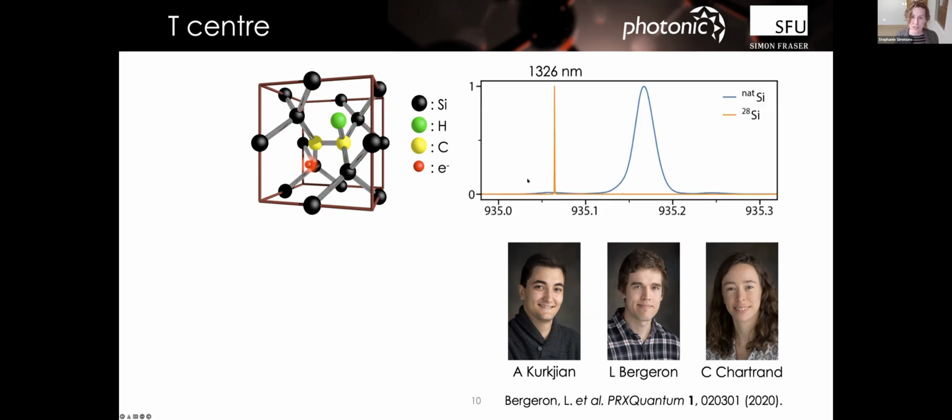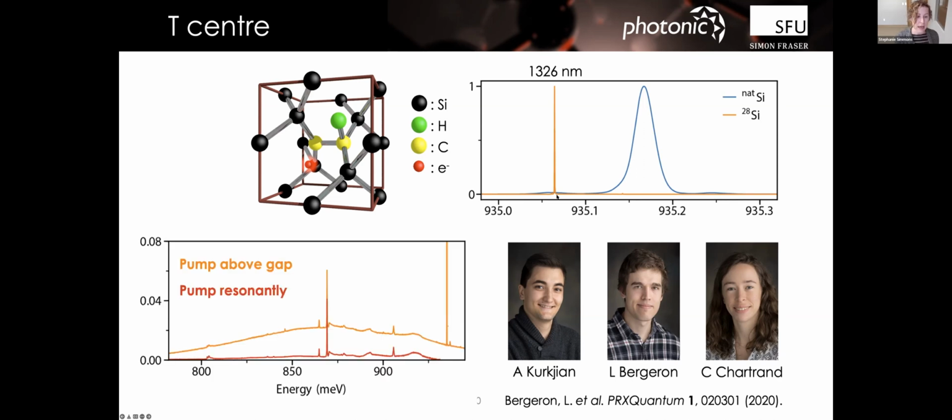It also goes through this dramatic optical performance improvement when you go to silicon-28, and it has a fairly good sideband fraction. So why 1326? This is one of a few centers, the T, I, and the M, the TIM centers, as well as a few others, all actually have this unpaired electron ground state spin.